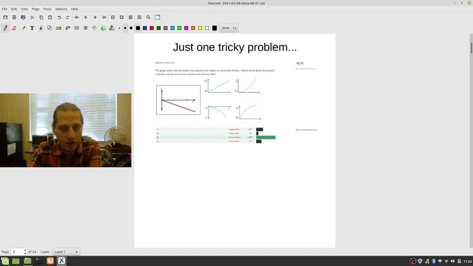Okay, so this is velocity versus time. Velocity is getting more and more negative. So that means you're going backwards, you're speeding up.